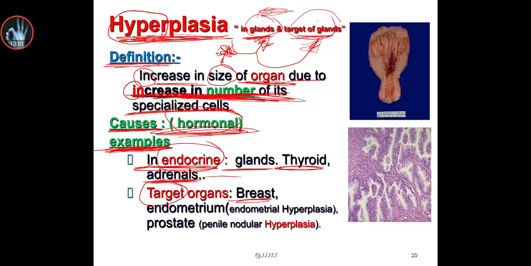The other example, which we already talked about, is the target of the gland, like target organs such as the breast or the endometrium, where endometrial hyperplasia occurs, or the prostate, with nodular hyperplasia.